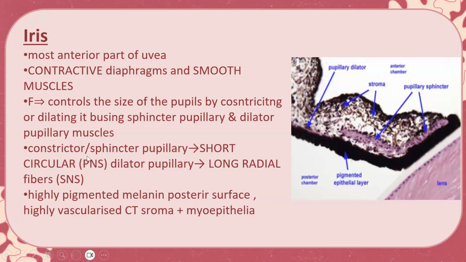Short, circular for near vision is the sphincter pupillary muscle. Okay, now long, radial for long vision is the dilator pupillary muscle. Again, it is a highly pigmented layer. It has melanin, which is basically the pigment: green, brown, I'm going to say yellow, but there are no yellow eyes. Anyway, it is highly vascular because it is part of the uvea, which is a highly vascularized epithelia.